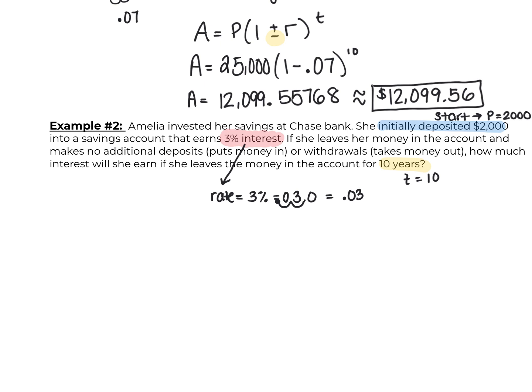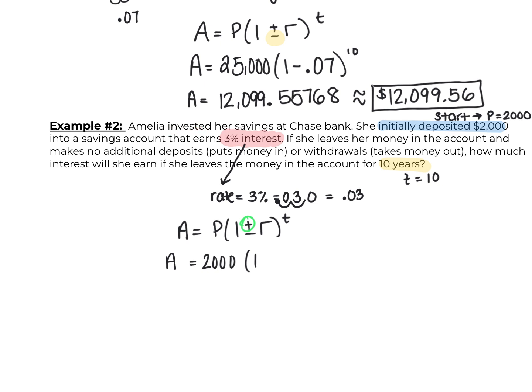So we're going to start with the formula that we used before. A equals P, 1 plus or minus R, to the T. So we have an initial value of $2,000. That's going to go in for my P. And we want to solve for A, the ending amount. And this time we're going to choose to use the plus. Why? Because they're talking about her money, investing it.